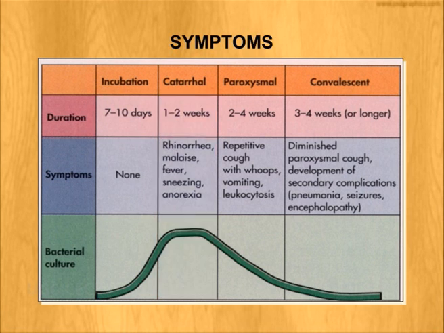From the first to second week is the catarrhal stage. Here you have simple rhinorrhea, malaise, fever, some sneezing and anorexia. So some kind of discomfort is generally observed, and this stage is the maximum growing phase of the organism. Then it is followed by the paroxysmal stage, around the second till the fourth week, and this is the symptom which is shown by most patients, and then they are taken to the doctor.